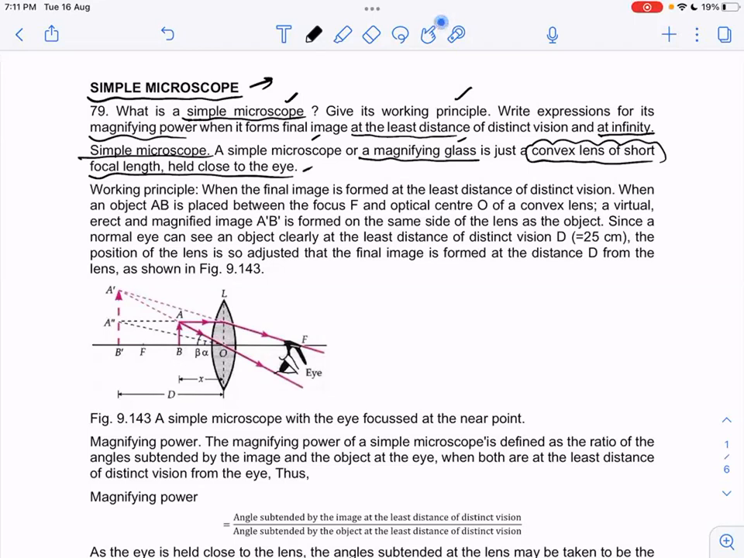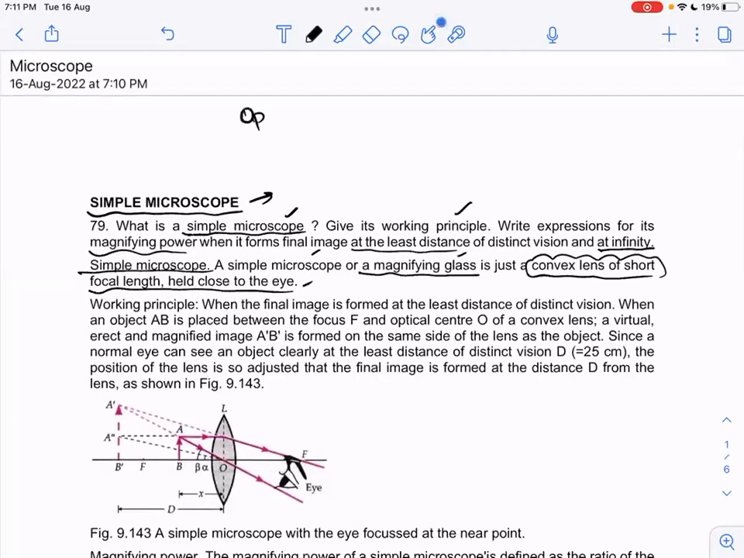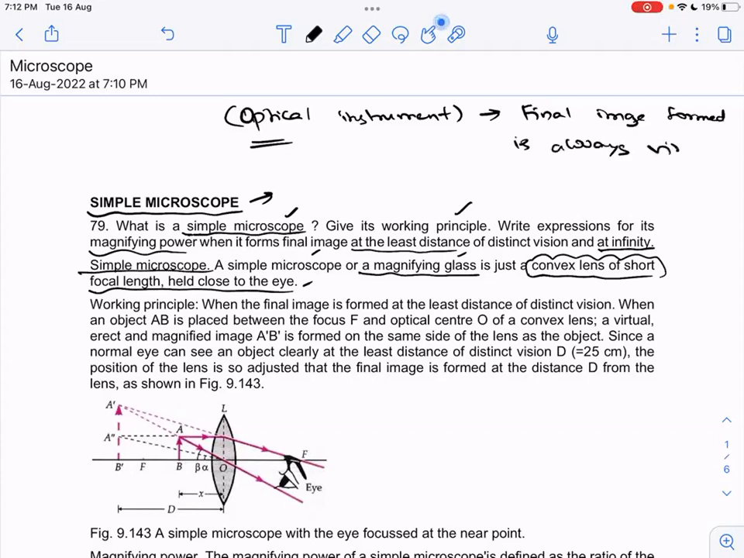If you observe, whenever you talk about any optical instrument, remember that the final image formed is always virtual in nature. So the final image formed will be virtual in nature.